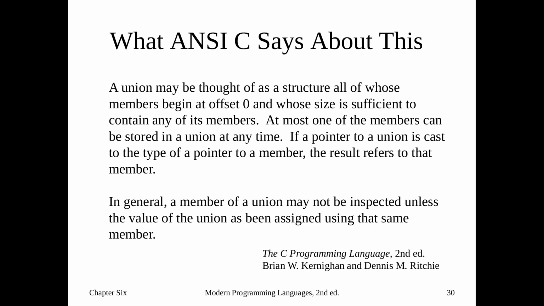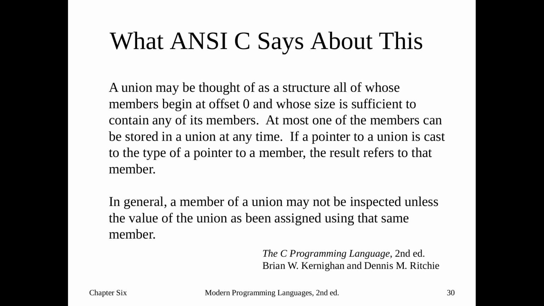what C says about this is that essentially a union may be thought of as a structure, a structure all of whose members begin at the offset 0 and whose size is sufficient to contain any of its members, which I was talking about. Basically, it takes the maximum size and uses that, right? At most, one member can be stored in a union at any time.